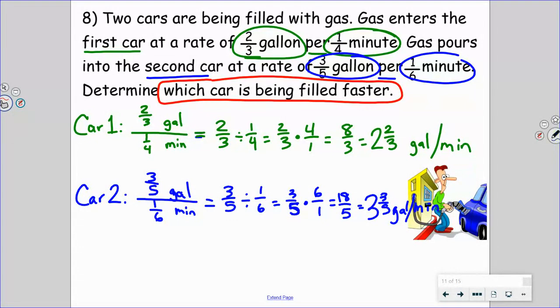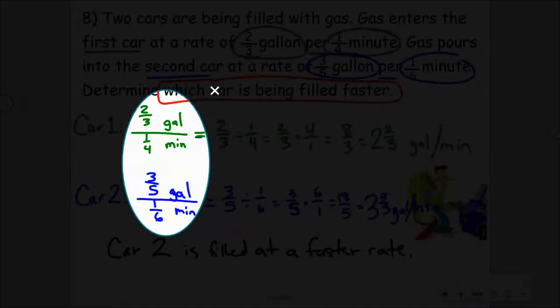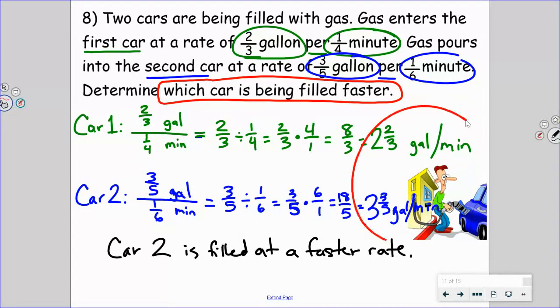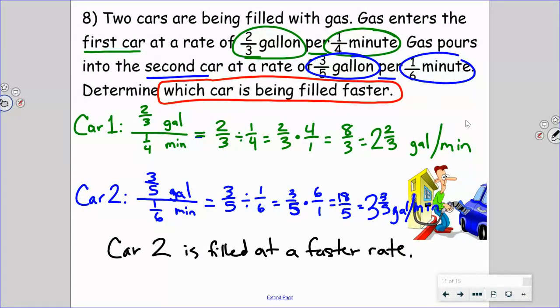So to answer this question, car 2 is filled at a faster rate. Very difficult to compare. Little disappearing ink here. Let's focus on this part. It is really hard to look at those and say I can tell immediately if car 1 or car 2 is faster. On the other hand, as soon as you get here, you say, come on, Mr. Callan, 3 3/5 is a lot faster than 2 2/3 gallons per minute. You get 1 minute to fill up each car. The blue is going to fill up more faster.